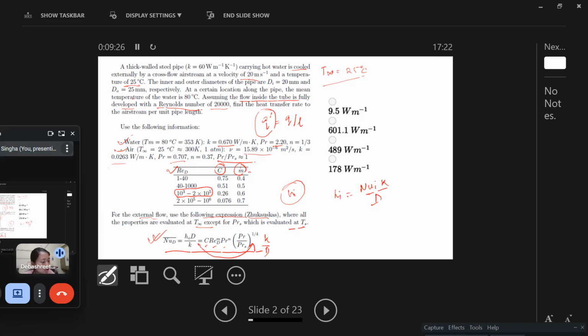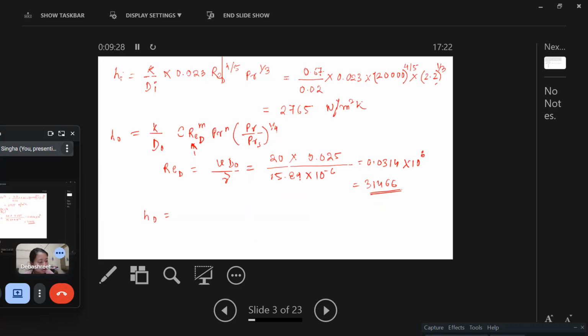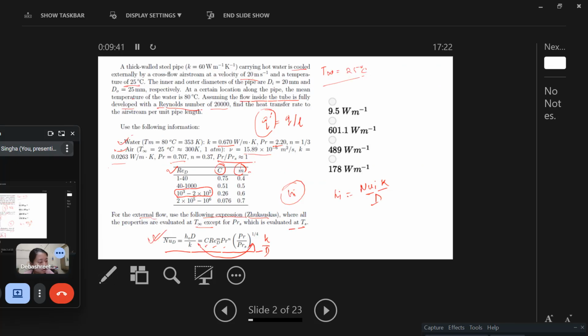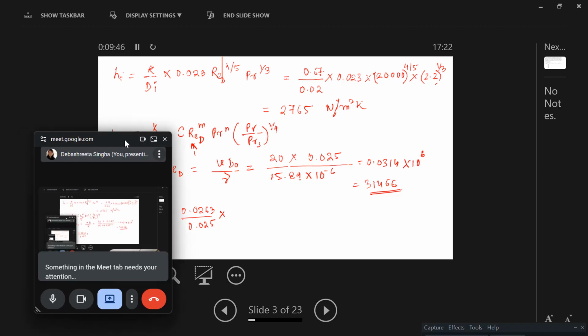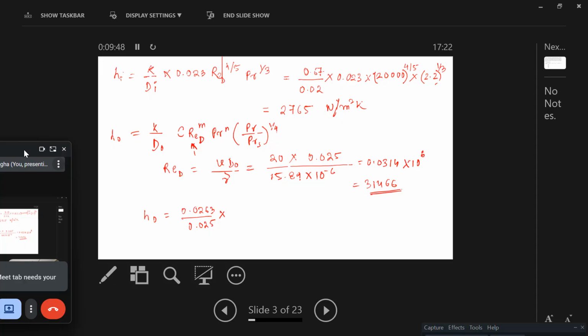K for this is 0.0263. D naught is 0.025 into RE is 31466 to the power 0.6.